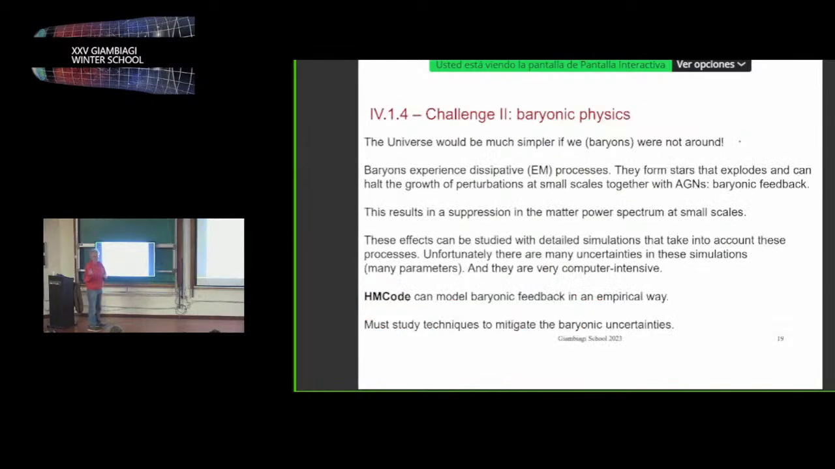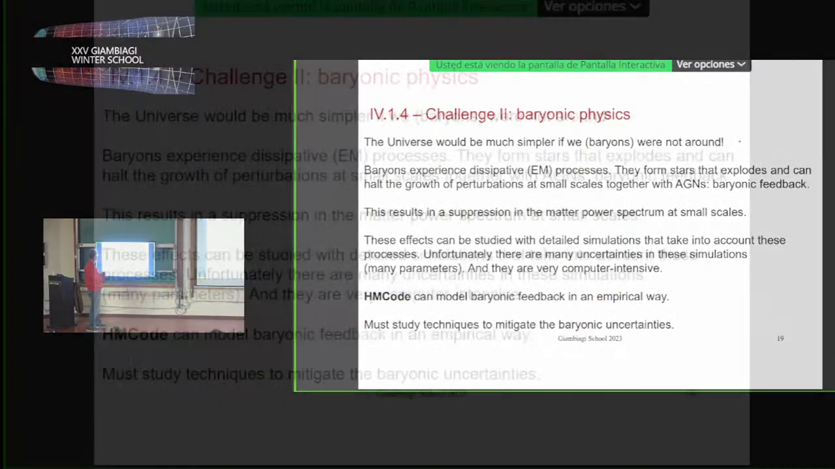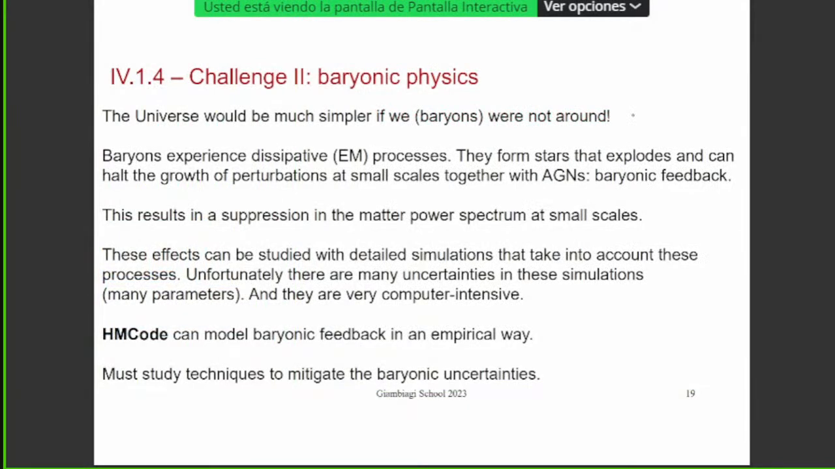So this is the second challenge I want to talk about, baryons. And I used to say that the universe would be much simpler if we were not around. Unfortunately, we are around. Well, not unfortunately, but we are around to ask questions about the universe. So we are baryons, and baryons are complicated. We are complicated things, not because we are baryons, but because we are complicated.